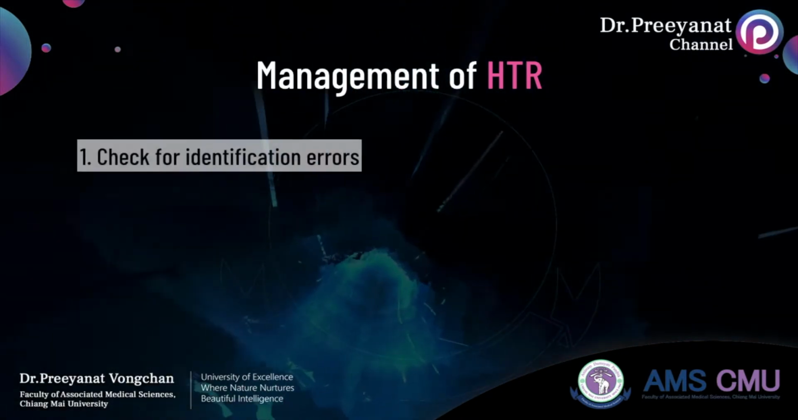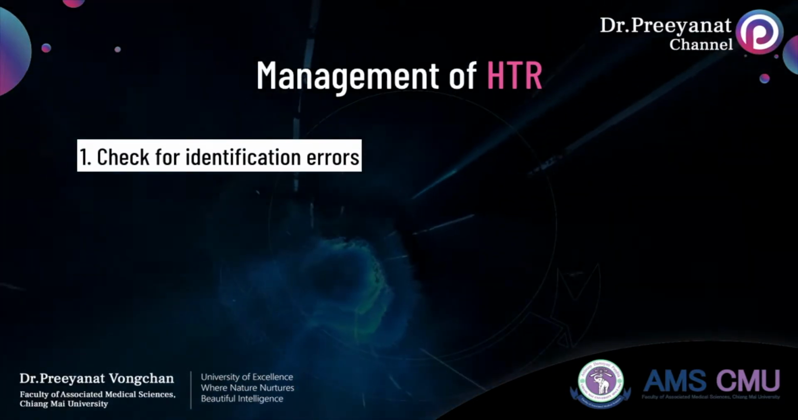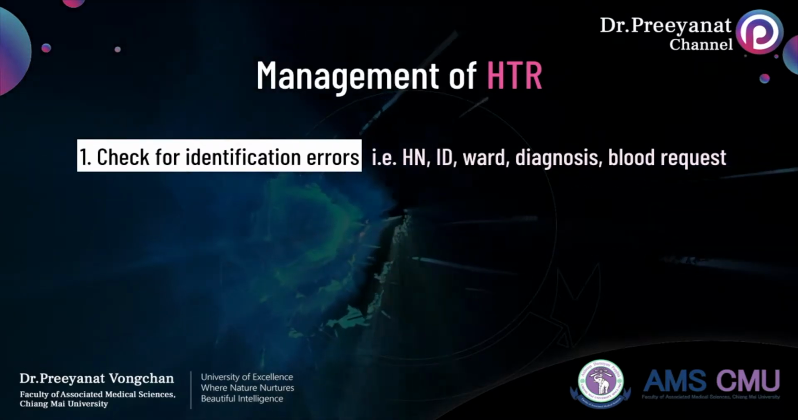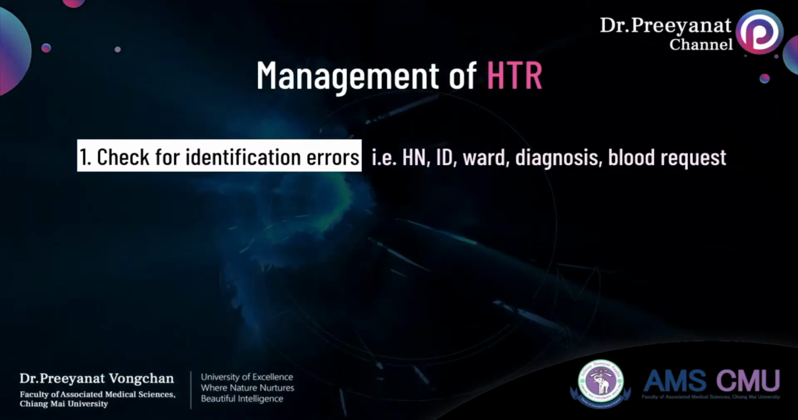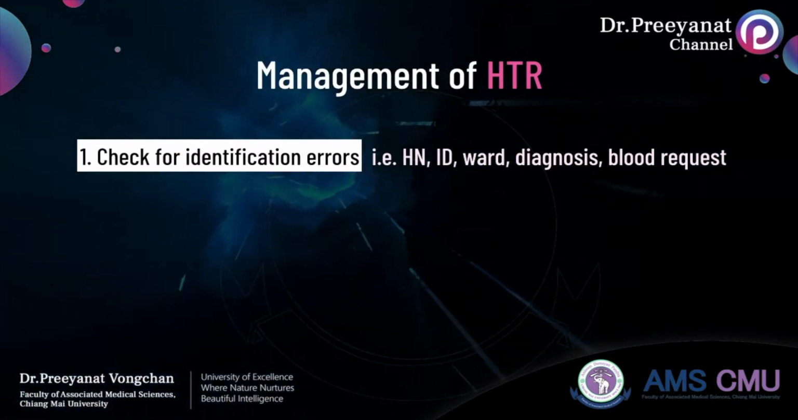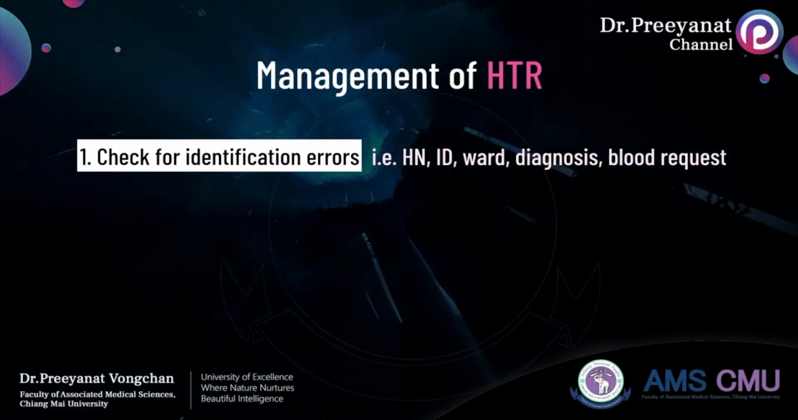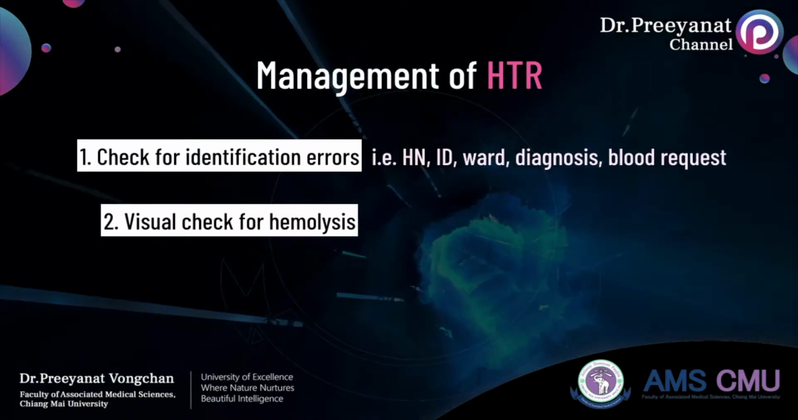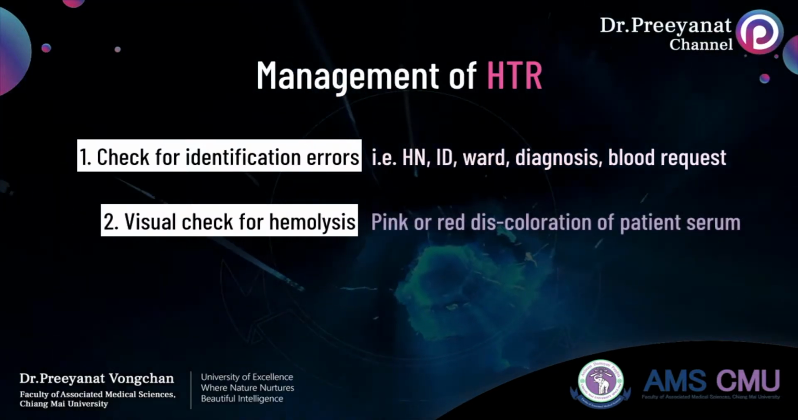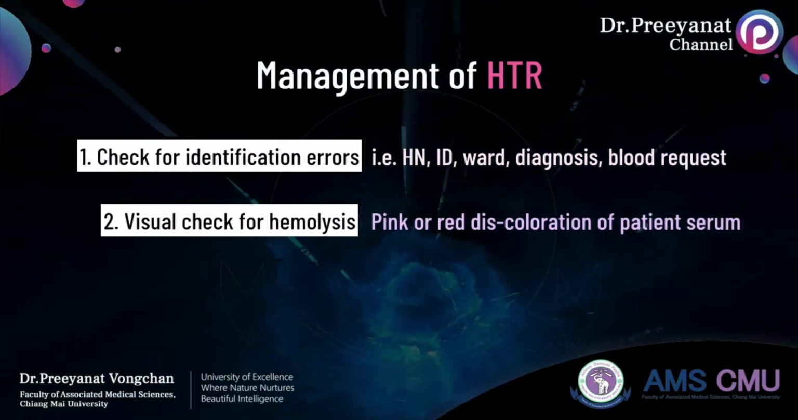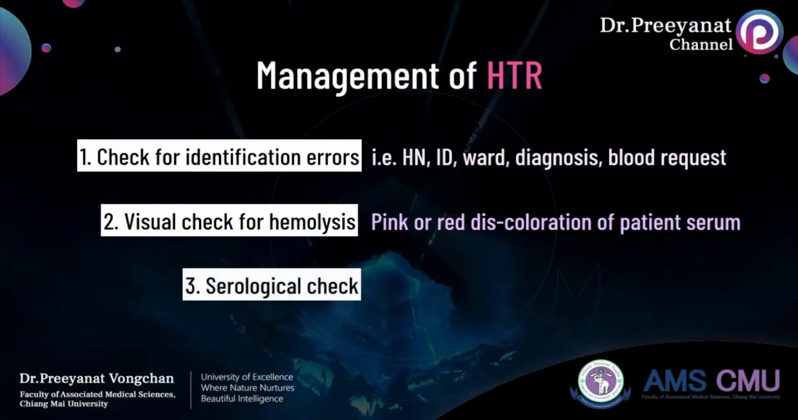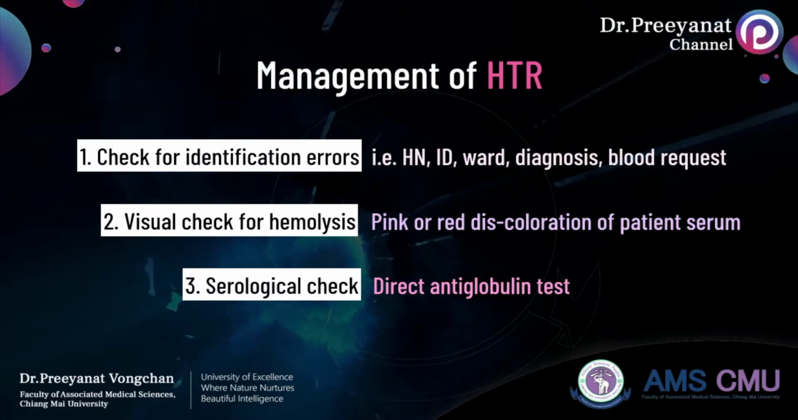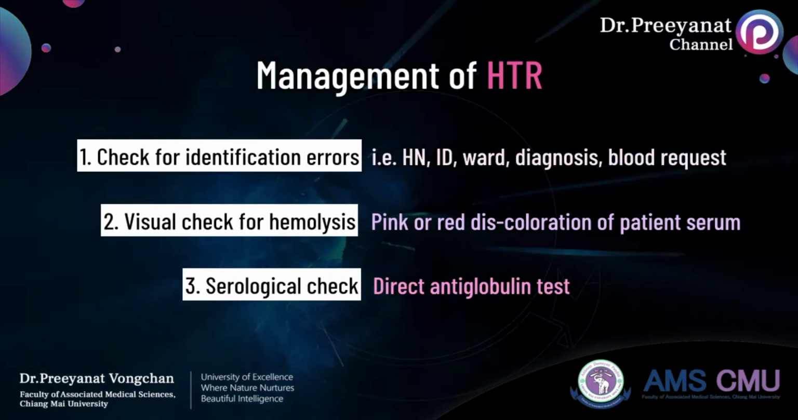The first investigation is to check for identification errors such as patient HN or ID, ward of admission, diagnosis, or type of blood component indicated in the request form to rule out mistransfusion. Secondly, we should check for pink or red discoloration of the serum sample for hemolysis. And lastly, perform the direct antiglobulin test to confirm immune-mediated acute hemolytic transfusion reaction.